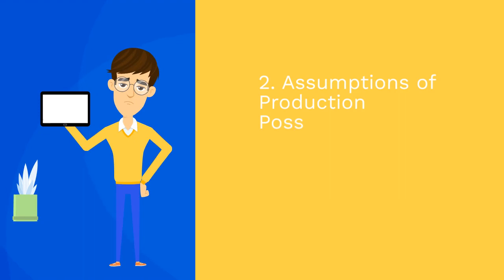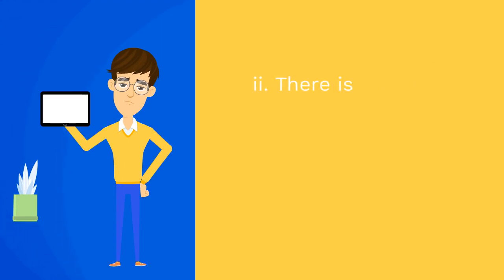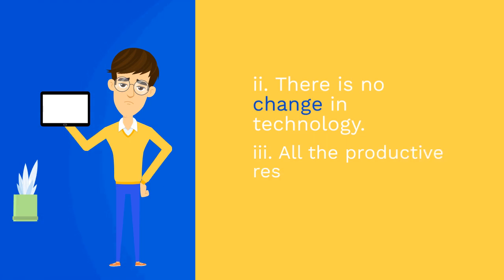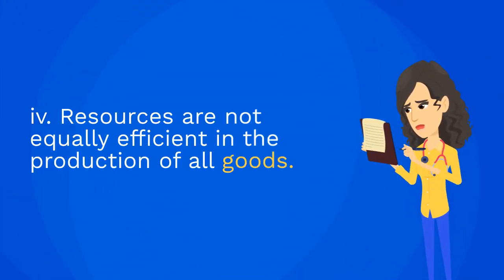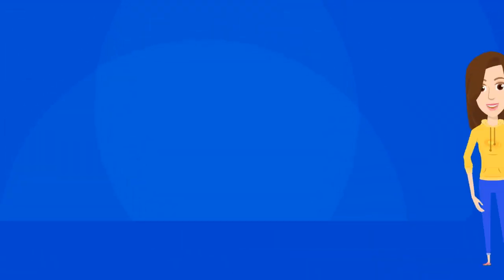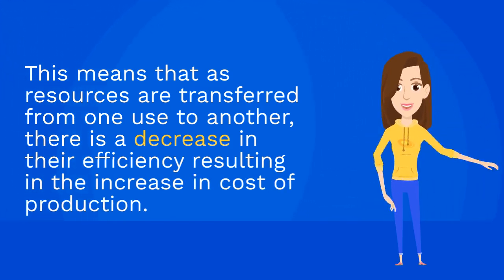2. Assumptions of production possibility curve. 1. The amount of productive resources is fixed. 2. There is no change in technology. 3. All the productive resources are fully employed. 4. Resources are not equally efficient in the production of all goods. This means that as resources are transferred from one use to another, there is a decrease in their efficiency, resulting in the increase in cost of production.